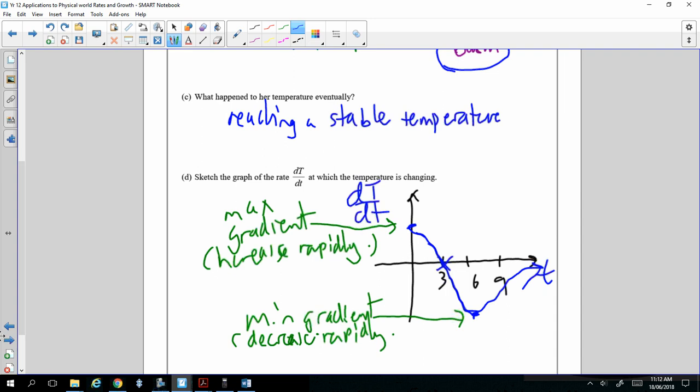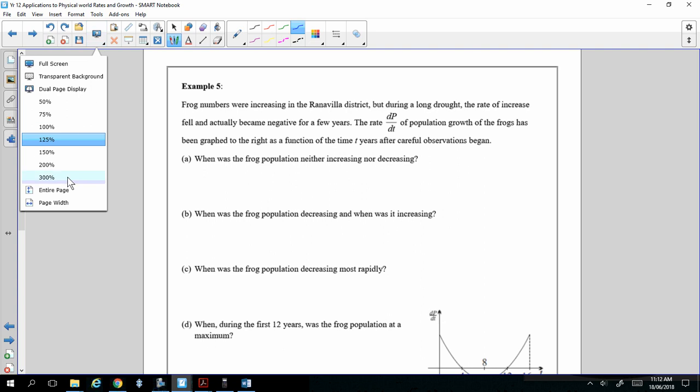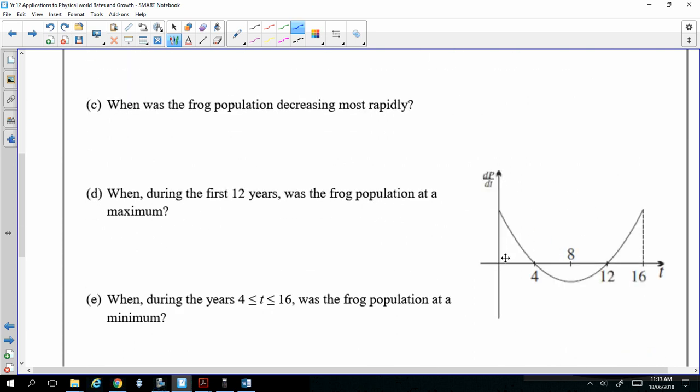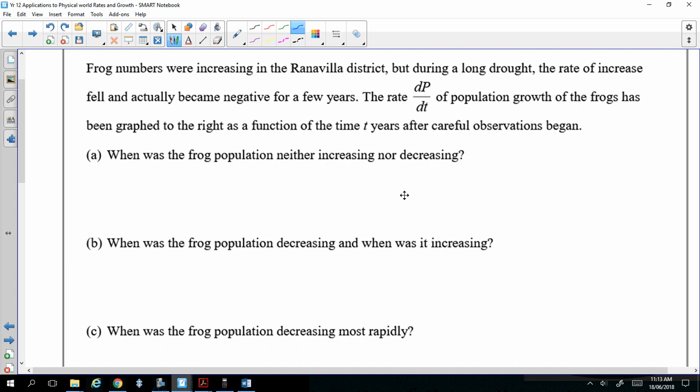We have to interpret the graph. Frog numbers were increasing in Ravnavila district, but during a long drought, the rate of increase fell and actually became negative for a few years. The rate of population growth of the frogs has been graphed to the right as a function of time t after careful observations began. When was the frog population neither increasing nor decreasing? That's the graph here. That's when the rate is 0, isn't it? That's when dP/dt is equal to 0. And when is it 0? At 4 months and 12 months, isn't it?